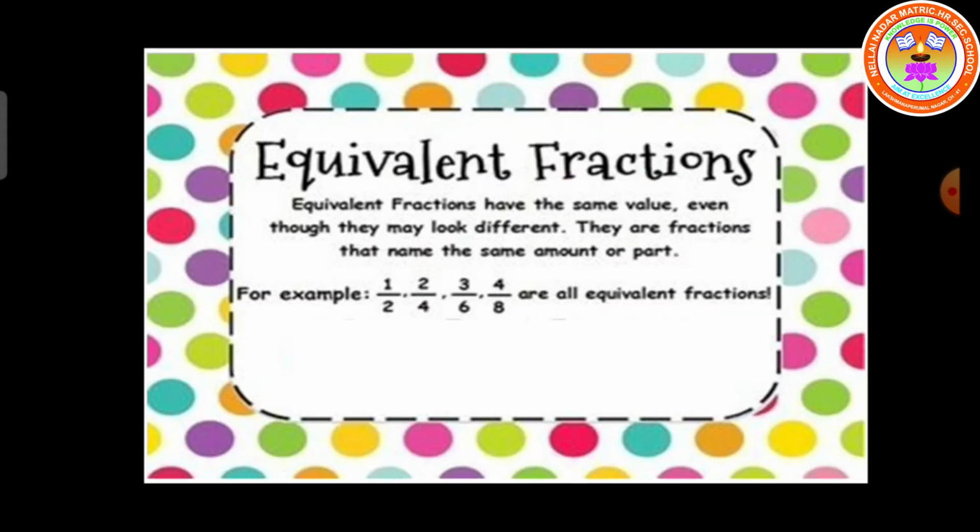What do you mean by equivalent fractions, students? Equivalent fractions have the same value even though they may look different. There are fractions that name the same amount or part. Then we call those fractions equivalent fractions. For example, 1 by 2, 2 by 4, 3 by 6, 4 by 8, etc. are all equivalent fractions. How can we say these fractions are equivalent fractions?